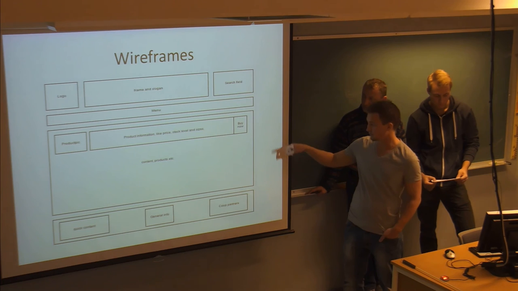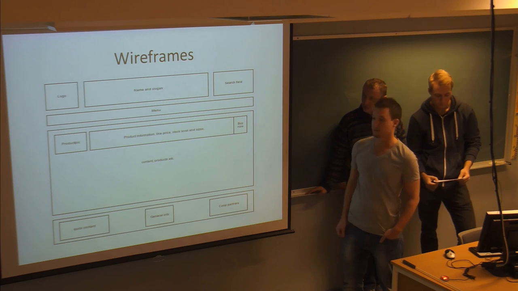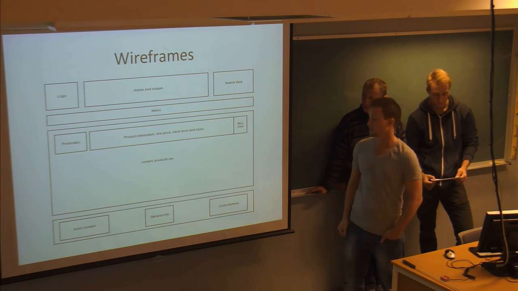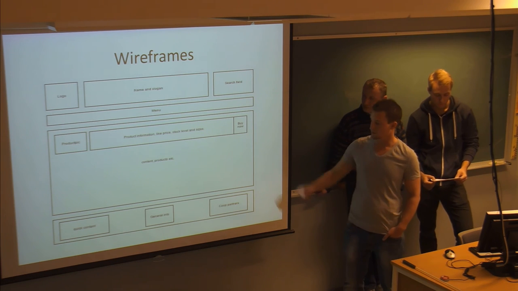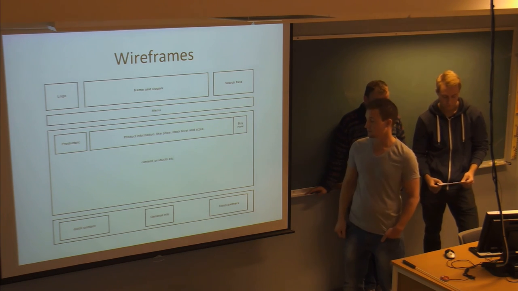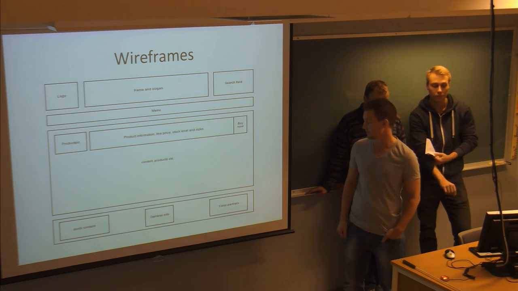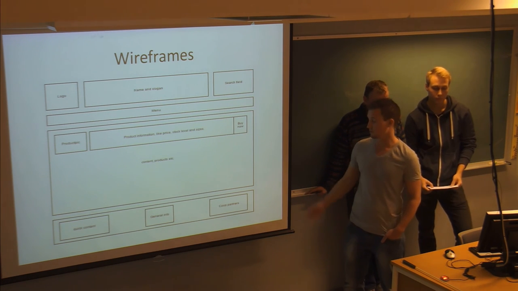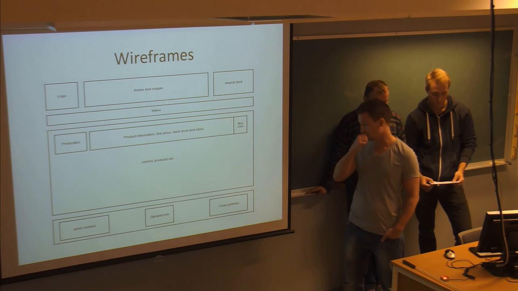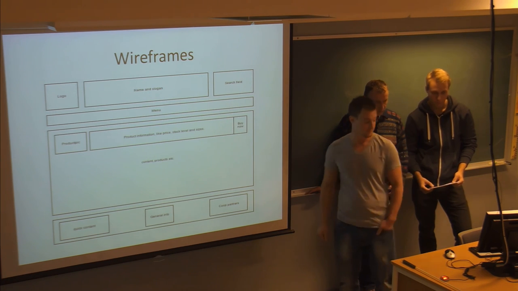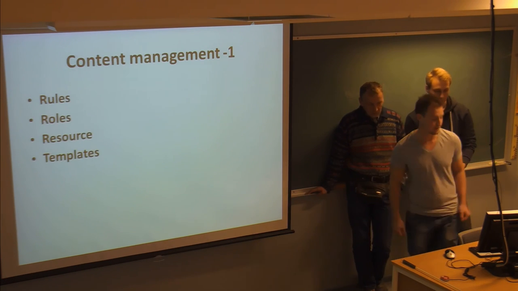Instead of just having a lot of pictures, we will also have the information about the product on the main page. And then we added a quick contact button in the down left corner to make it possible to contact support easily. And the rest is like it is now. General info in the down middle and the coop partners in the down right corner. So yeah, that was the main wireframe.